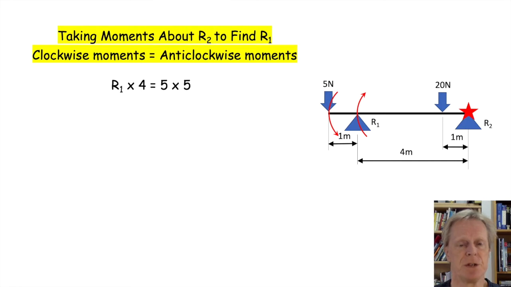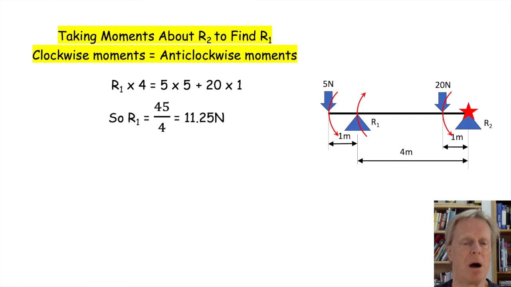And then the 20 Newton load is also trying to turn the beam in an anti-clockwise direction, so that goes on to there. Multiply it all through, rearrange the equation, and you get R1 is 11.25 newtons. Now you can double check these because the sum of the forces pushing down should equal the sum of the forces pushing up.